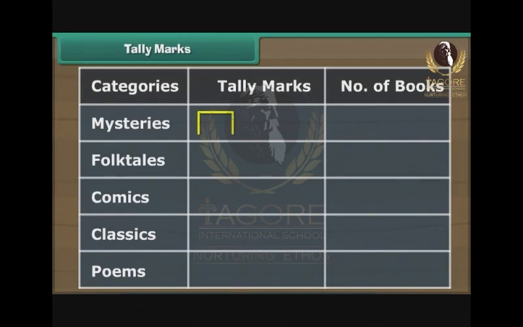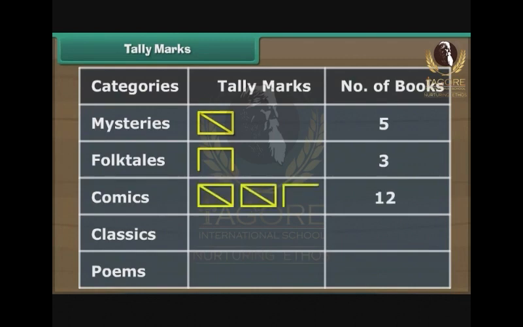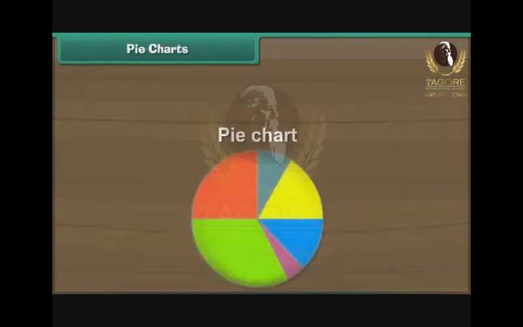Draw a vertical line for the third book in the category. Draw a horizontal line for the fourth book in the category and complete the rectangle. Represent the 5th mystery book with a line drawn between 2 opposite ends of the rectangle. We repeat the exercise for other categories of books. The end result is a tally marks table.